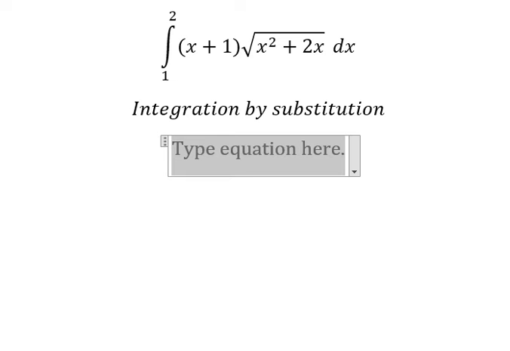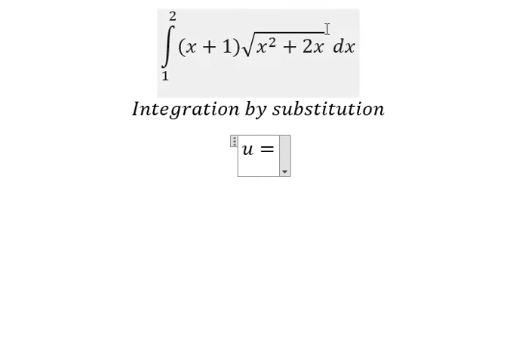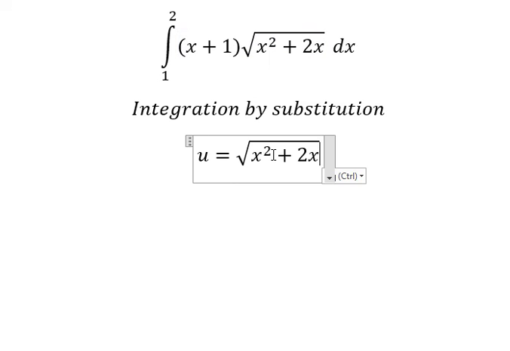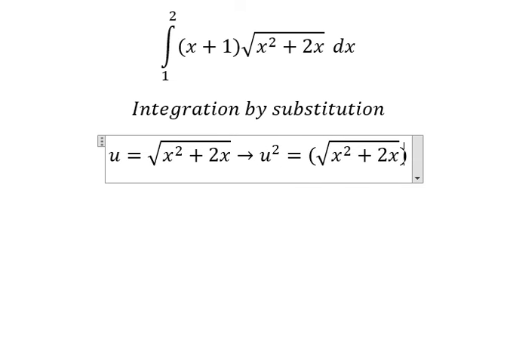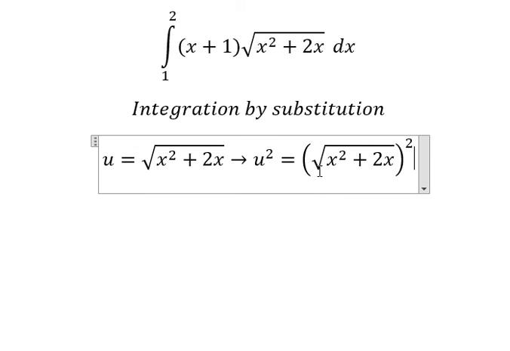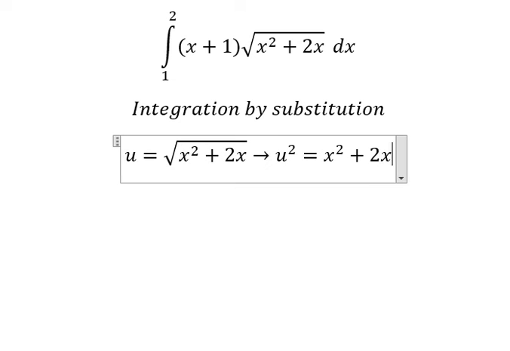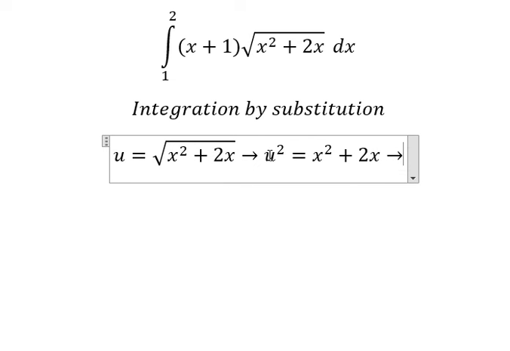So I will put u equals to this one. After that, we square both sides to cancel the square root. Next, we need to do the first derivative for both sides.